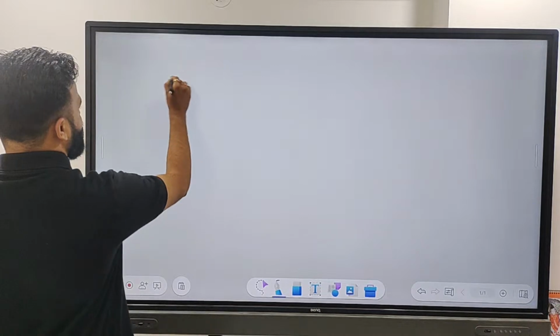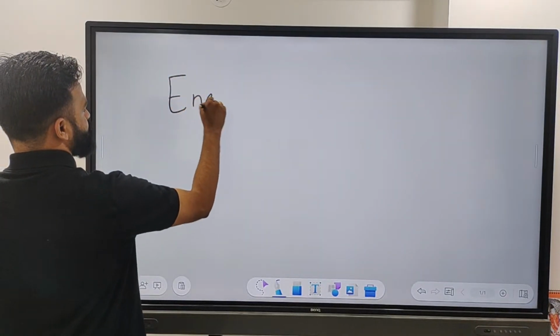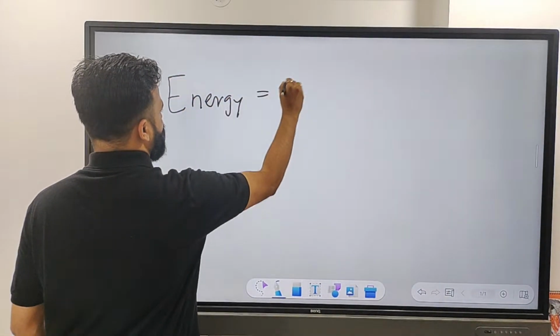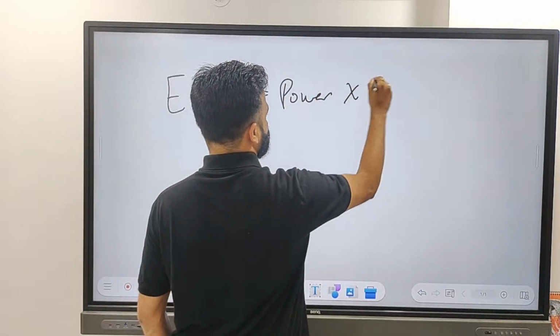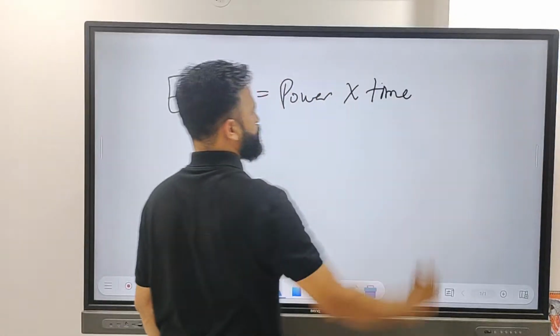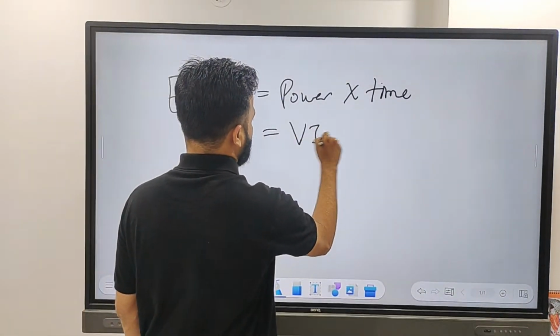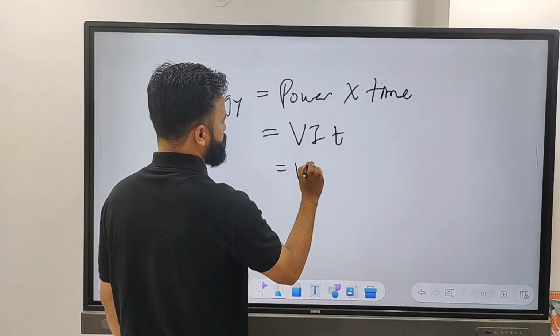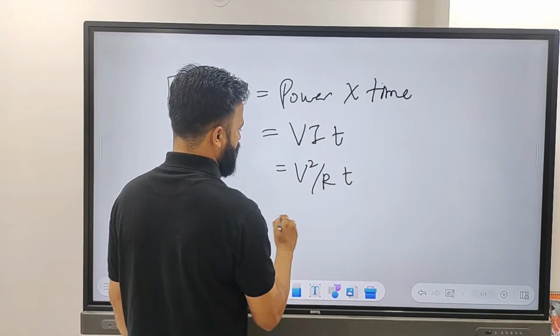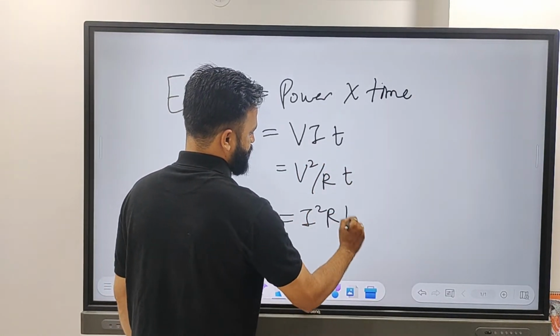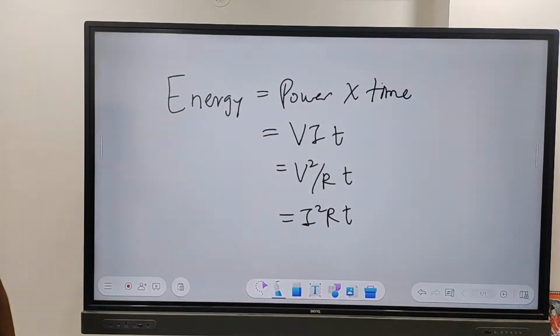Last is electrical energy. So energy is what? It is power into time. Energy is power into time. So I can simply write it as VIT, or V square by R into T, or I square RT. These are the three possible equations of electrical power.